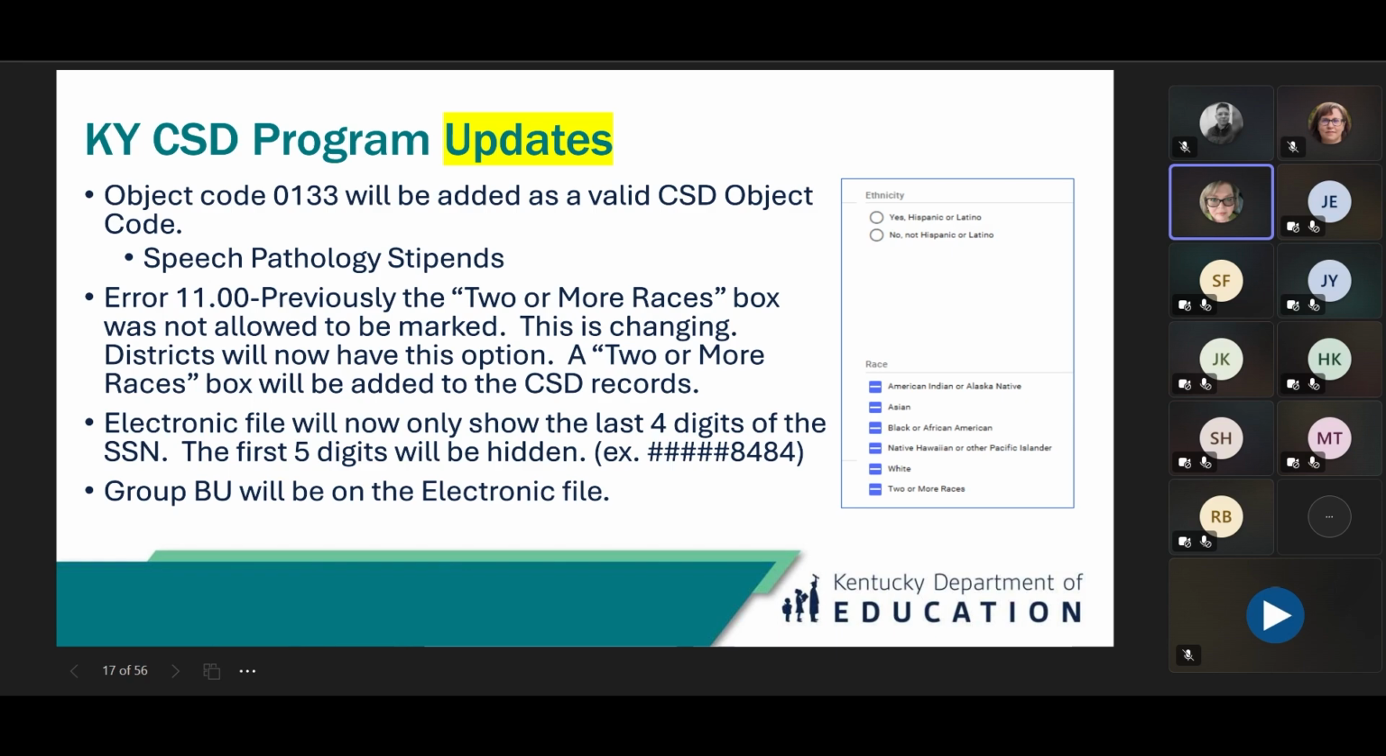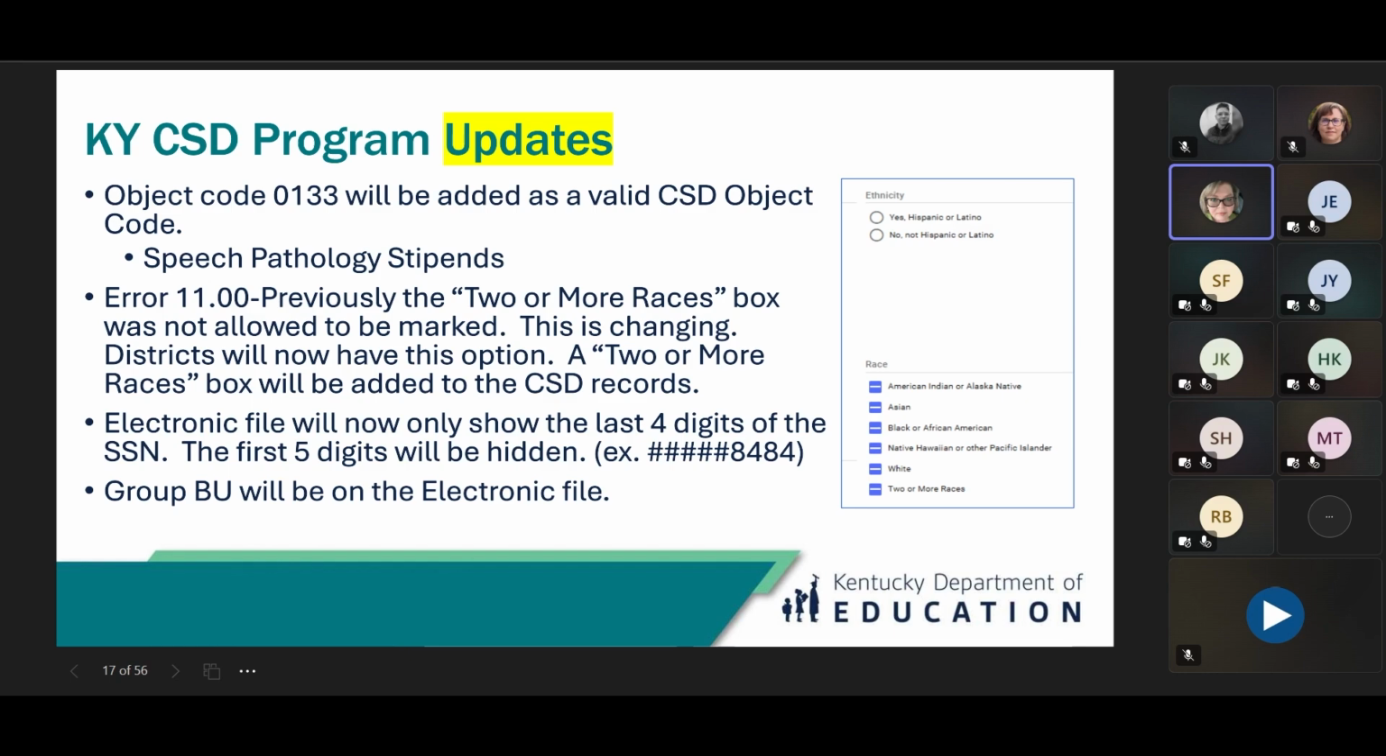For ethnicity, if you mark yes, Hispanic or Latino, the same rules apply: you will mark nothing under race. But if you mark no, not Hispanic or Latino, you're able to mark as many boxes as you would like under race, and you'll get no error for that. Again, for yes, Hispanic or Latino, the rules still apply that you cannot mark anything under race.